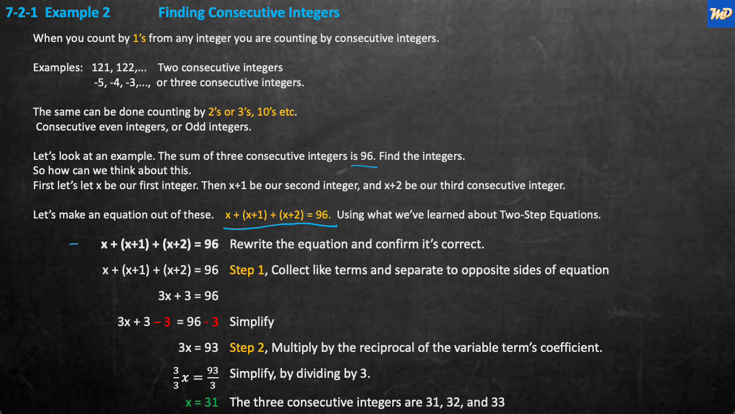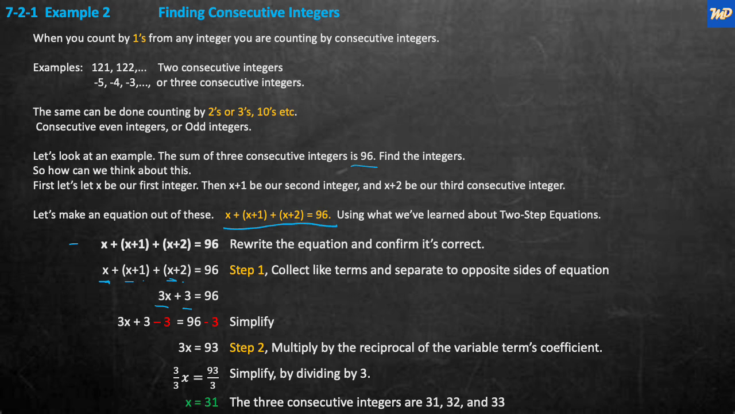And collecting like terms would be x plus x plus x. These are all added. There's no multiplication in here anywhere. So that ends up being 3x's. And the 1 plus the 2 is equal to 3. So 3x plus 3 equals 96.